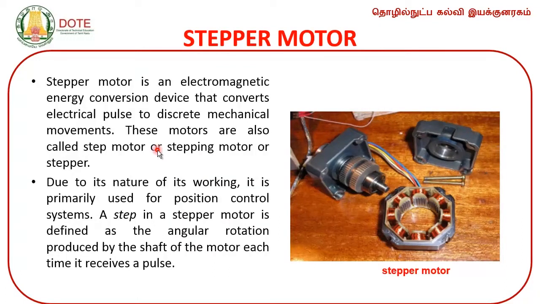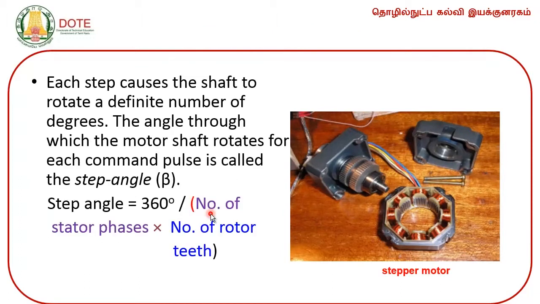A stepper motor is an electromagnetic energy conversion device that converts electrical pulses to discrete mechanical movements. These motors are also called stepping motors or steppers. Due to the nature of its working, it is primarily used for position control systems. If you want to place something exactly in a particular position, this type of stepper motor is used. A step in a stepper motor is defined as the angular rotation produced by the shaft of the motor each time it receives a pulse. Each step causes the shaft to rotate a definite number of degrees.